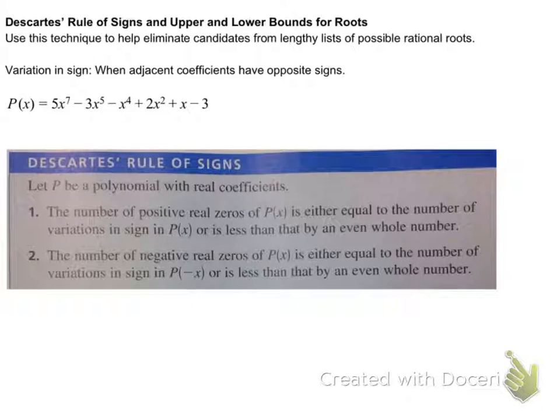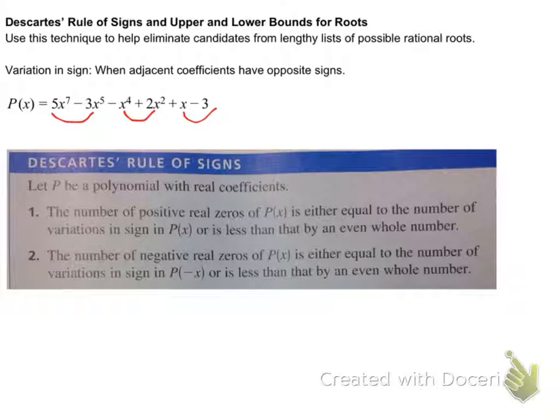As you can see, P of x here is in standard form, highest to lowest power. All we're doing is going through and saying, where are the signs changing from a positive to a negative to a negative to a positive? You can see that it starts off positive and then changes to negative. Stays negative, goes back positive. Stays positive, goes back negative. There are 3 variations of signs. Those 3 changes actually mean something.